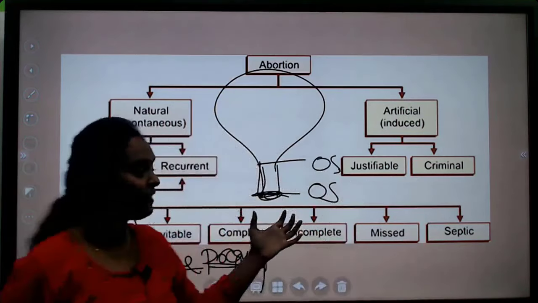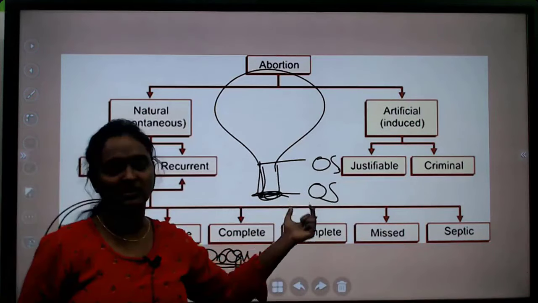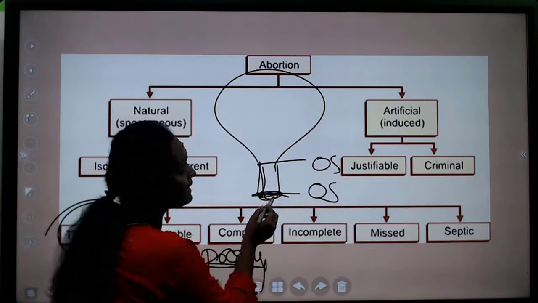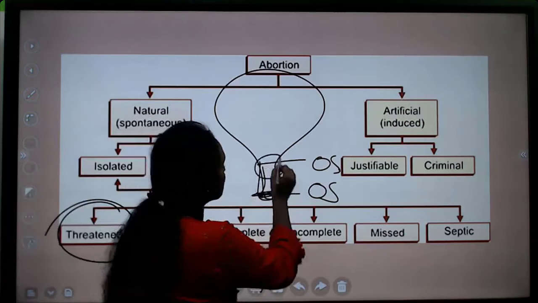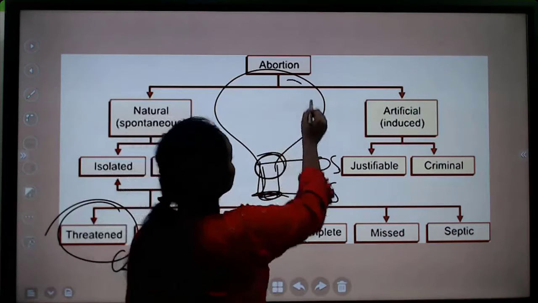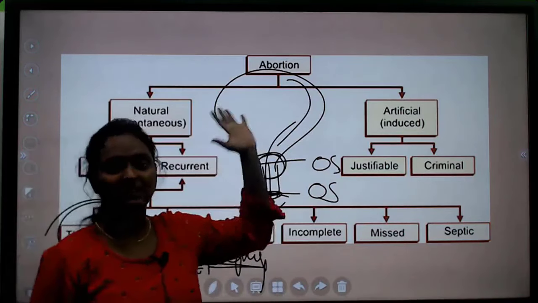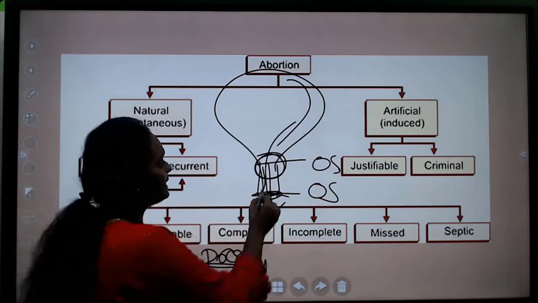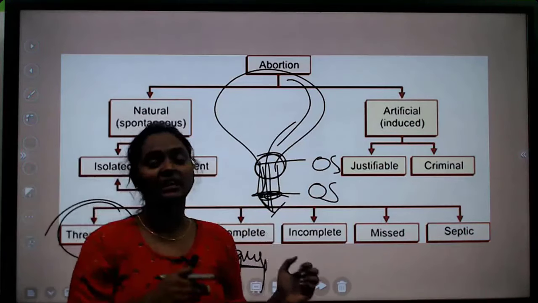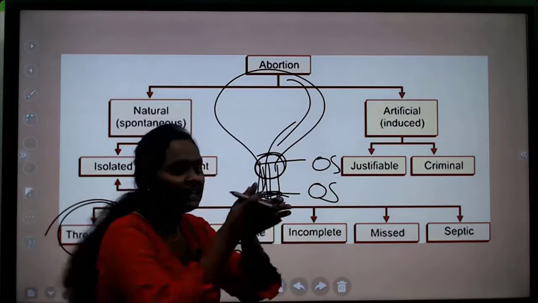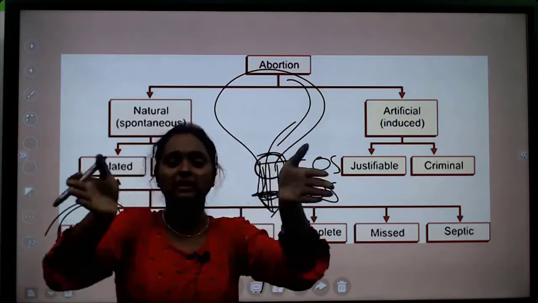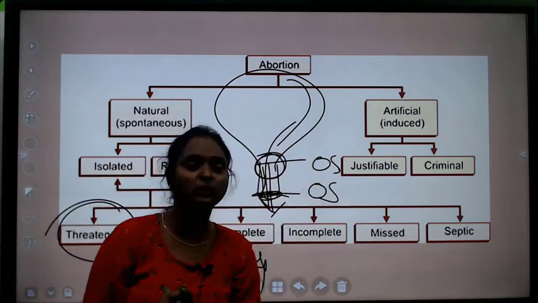Okay, so this cervical external and internal os is like here. So the internal cervical os is closed. If it is closed, the contents will not come out. Yes or no? Yes. So they must be retained there itself. So here the internal os is closed, and we can know cervical dilation, meaning the opening of the cervix, we cannot notice here.